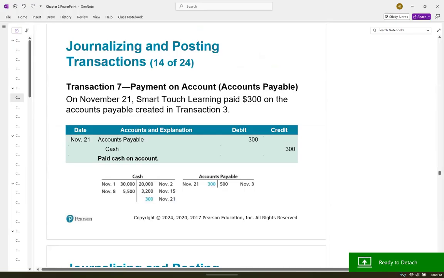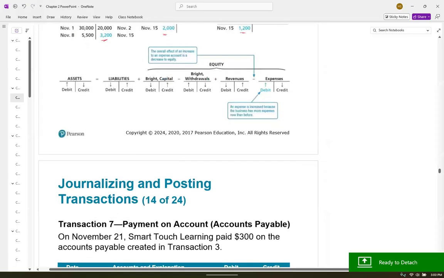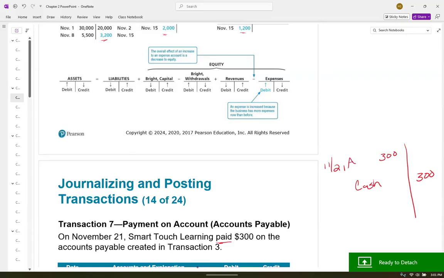Transaction number 7, payment on account. So I just gave you the information. Let's do this. November the 21st, Smart Touch Learning paid. Anytime you see paid, cash left the building. Okay. So we know we will debit cash for 300. And it said from the accounts payable created in transaction number 3. Okay. We are going to debit the accounts payable. Okay.